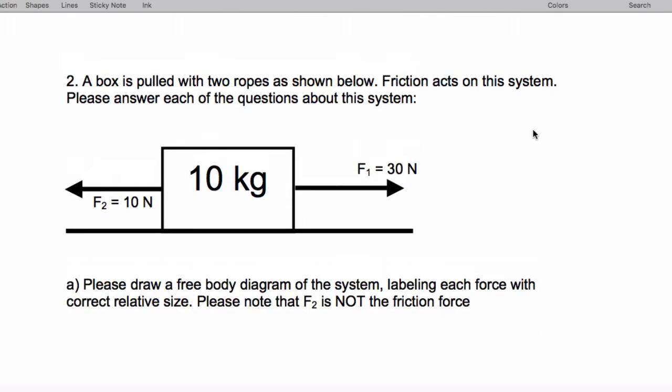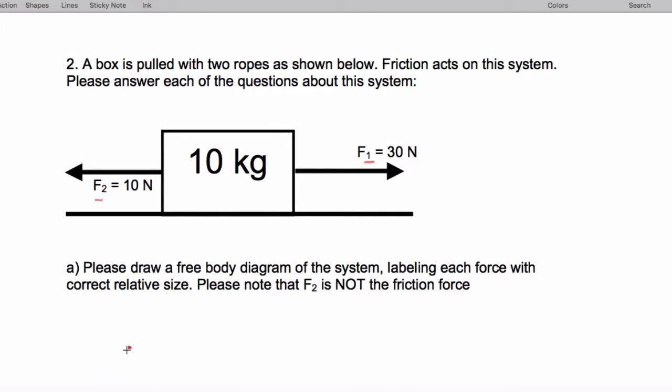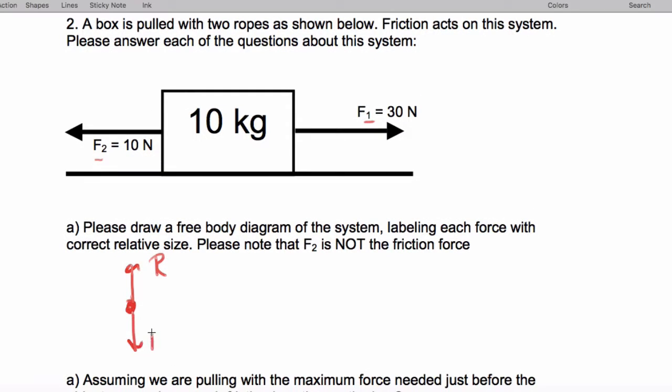Next, we moved on to take a look at problem number 2, and we want the free body diagram. Now notice, the 30 Newton force is bigger than the 10 Newton force, so the box wants to move to the right. These are just given forces. It says the box is pulled with 2 ropes as shown below. So this is supposed to be rope number 1 and rope number 2 here. We draw the free body diagram, and we're saying that there is an extra friction force also acting. So we have the normal reaction force, we have the weight, we have F1, we have F2, and in addition there is also a friction force.